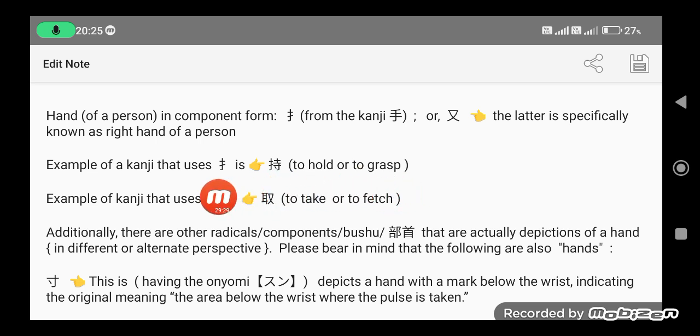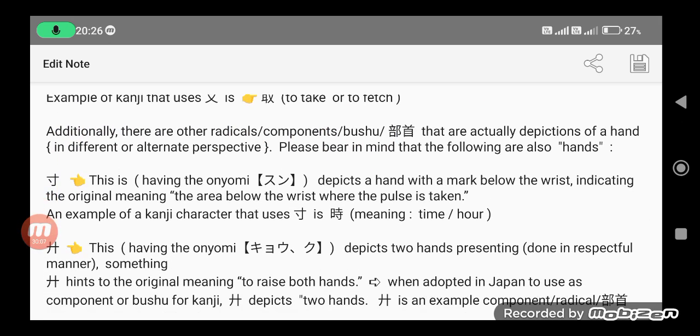So look at the left part, this radical. This radical gives you a hint that the meaning of this kanji has something to do with holding by means of hand, holding or grasping by means of hand. And this radical is a hand. So you see, if you understand this concept of radical, it will give you a hint of the meaning of a kanji. An example of a kanji that uses this kind of radical, right hand, is toru or shu, to take or to fetch.